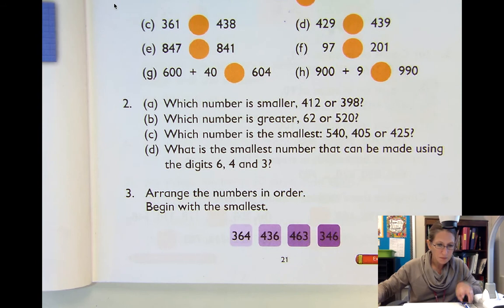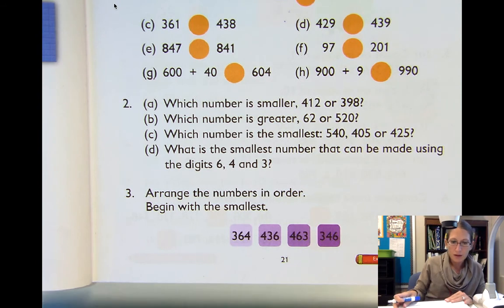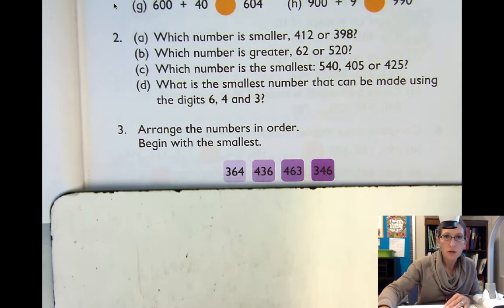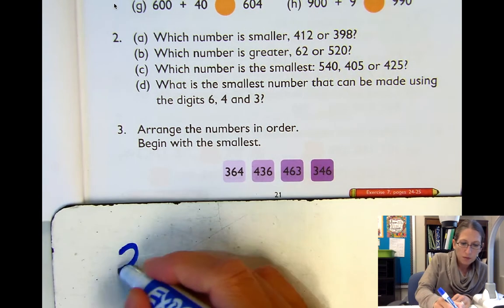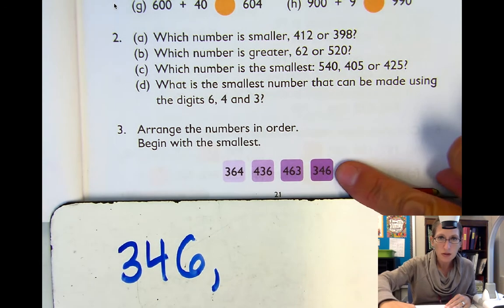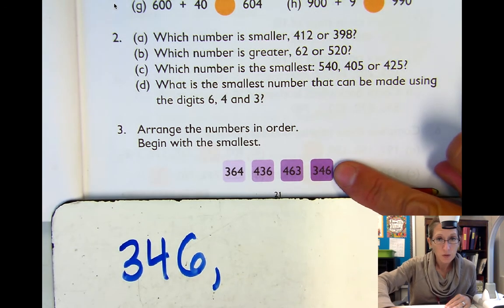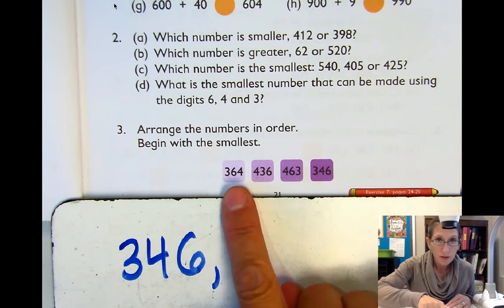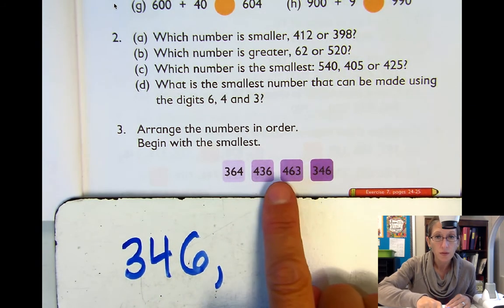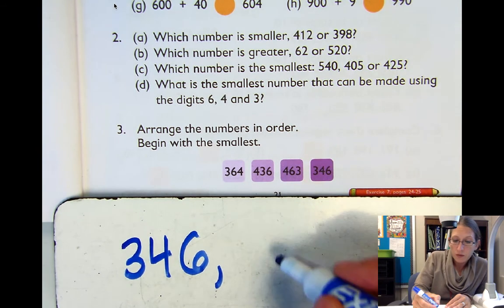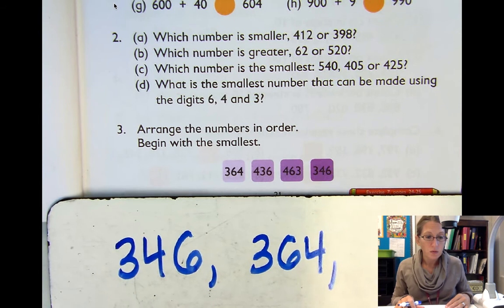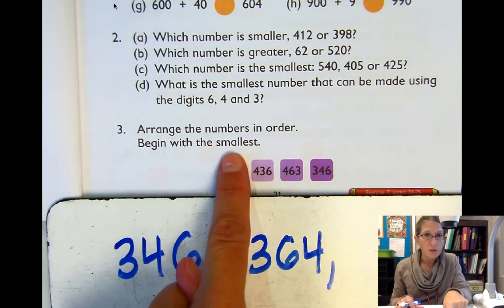4, right? So I'm going to write that number first. That is the smallest number that we have here. We have 346. Okay, that's the smallest one. Now the next smallest one is going to be this one, because it still has that 300s. These two are both in the 400s, so I'm not going to put those next. This one's going to be next, 364. Because again, they want us to arrange them in order beginning with the smallest.